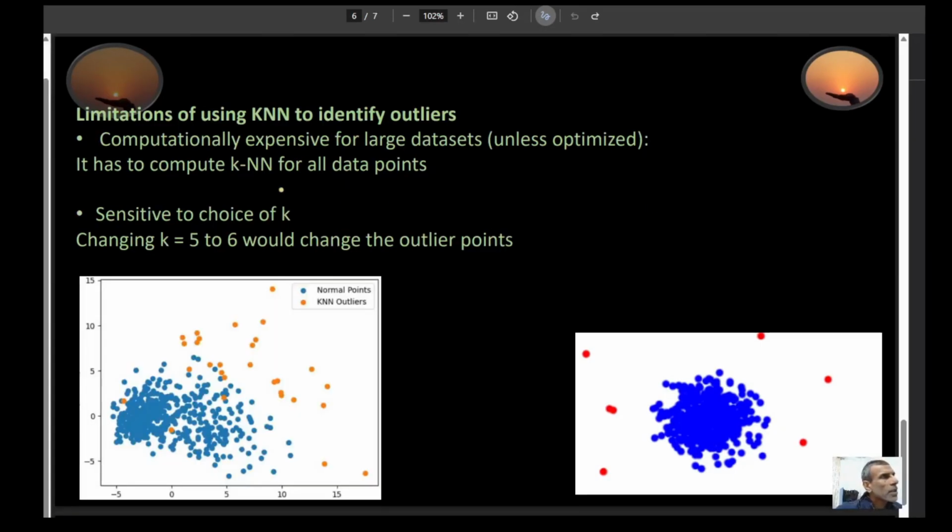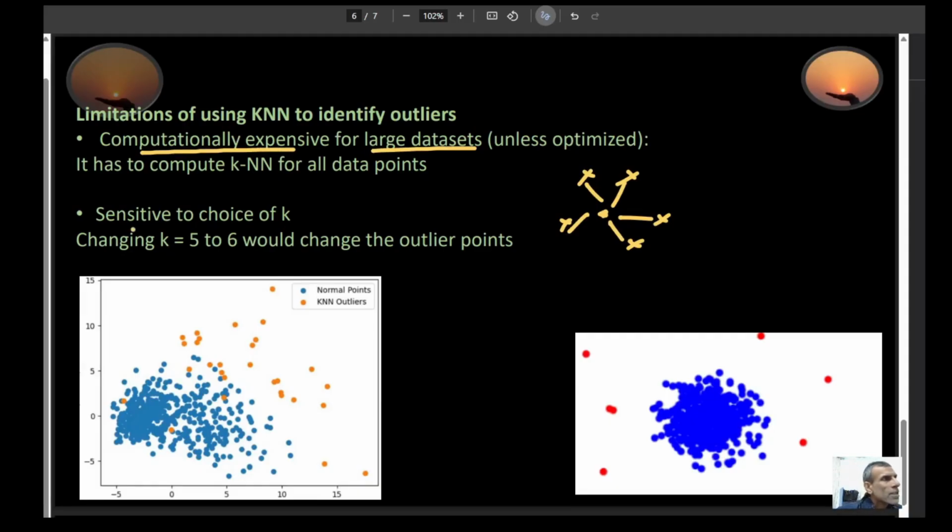So let's look at some of the limitations of KNN to identify outliers. First of all, it is computationally expensive for large data sets. That makes sense because for each data point, you're trying to find the nearest neighbors, right? Let's say you're trying to find five nearest neighbors. So you're doing this computation over here. You're calculating the distances of this data point with this nearest neighbor right here. So this is a computationally expensive process if you have a lot of data points.